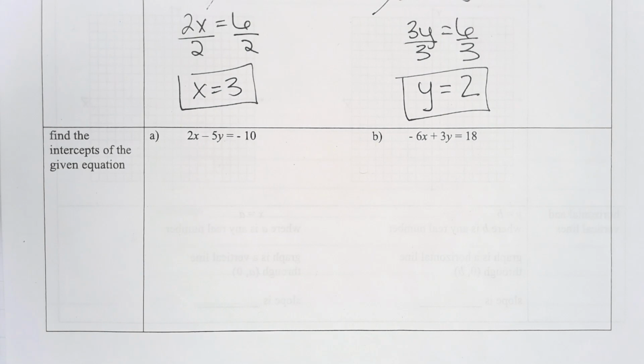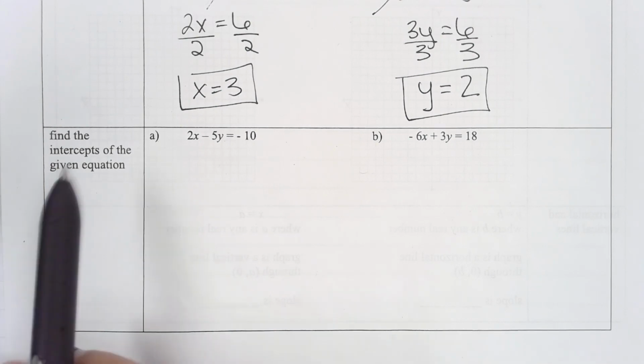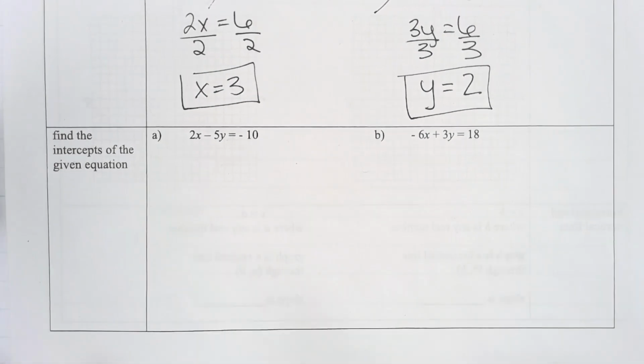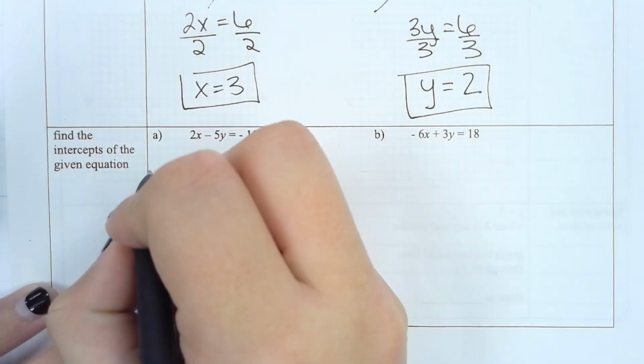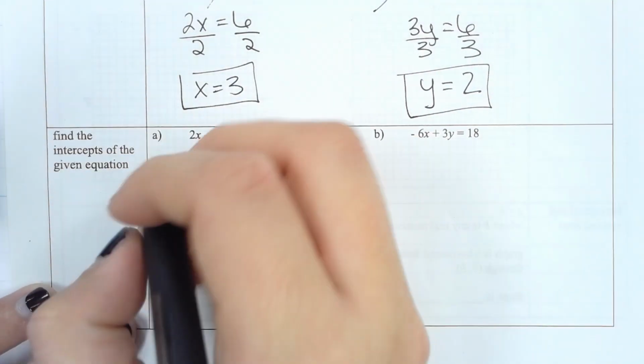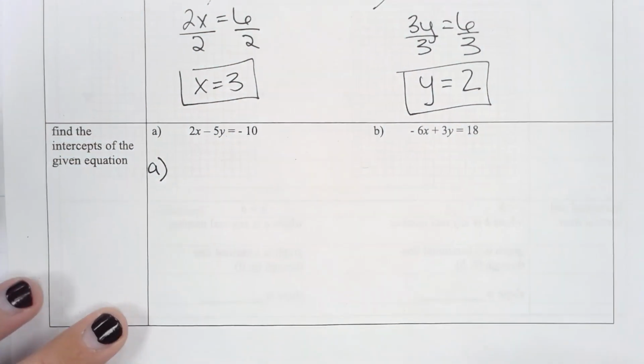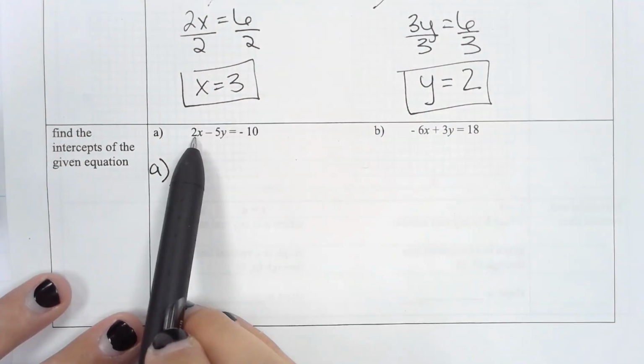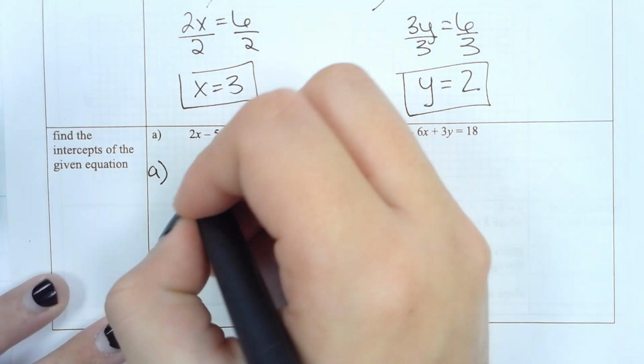So again, you're trying to find the intercept, so if you're trying to solve for x, you need to plug in 0 for y, and if you're trying to solve for y, then you need to plug in 0 for x. So let's find x first. If I want to figure out x, I need to plug in 0 for y, so let's see what happens.